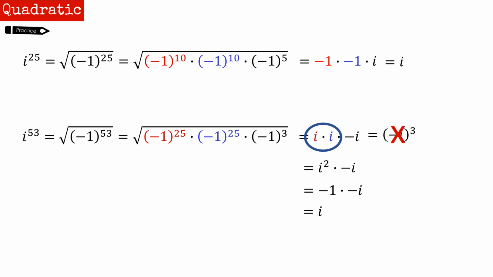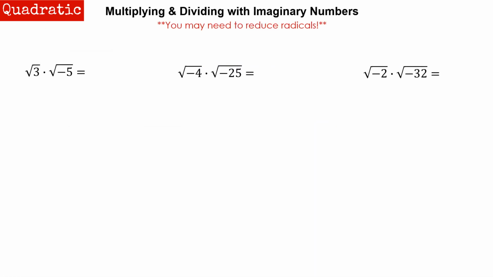Now that we have the exponents under control, let's do some multiplying and dividing with imaginary numbers. Let's look at the first one. The square root of 3 times the square root of negative 5. There's nothing we can do with the square root of 3. But the square root of negative 5 is the same thing as saying the square root of negative 1 times 5. Well, that will give us i times the square root of 5. Now let's put our square roots together. We'll have i times the square root of 3 times 5, which is 15. So our answer is i times the square root of 15. I know I can't reduce it any further because there's not a perfect square in 15.